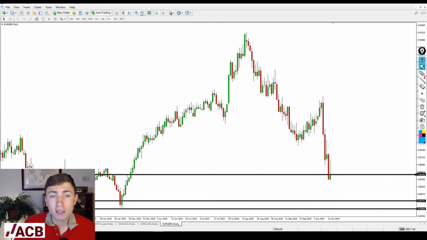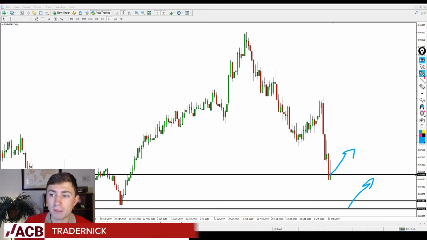Now, the question from here going forward is, are we going to roll over and continue down to this level? And if so, I think that buyers might have a chance of holding this zone very nicely. But I think that even before then, we might get some sort of minor pullback on EURGBP. That's just my opinion going off the technicals.